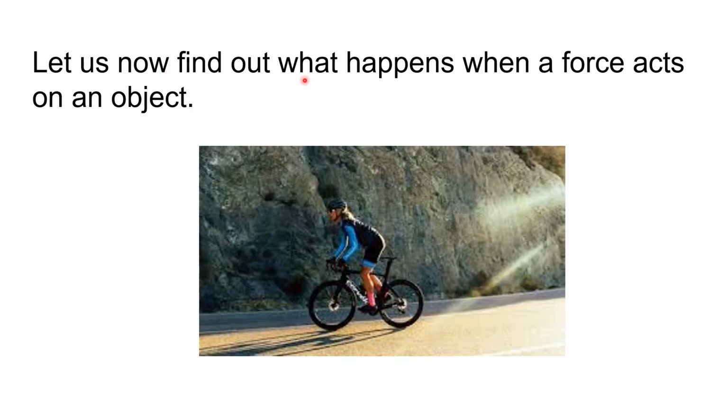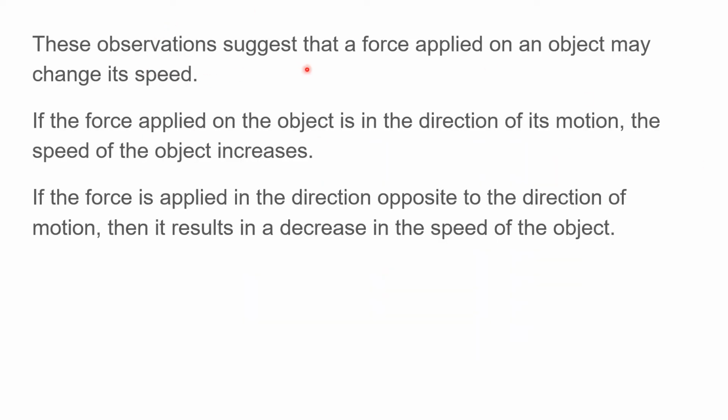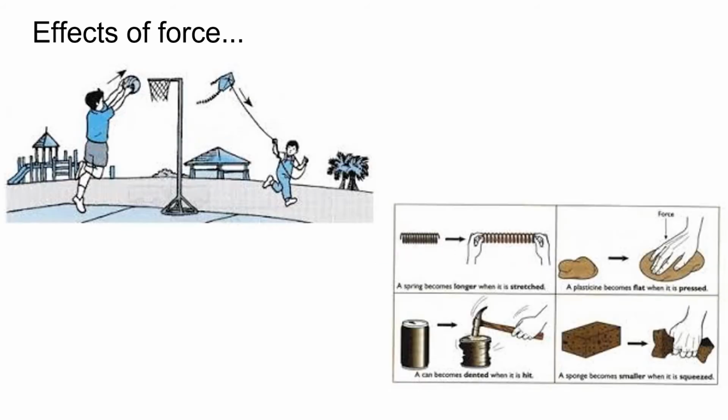Now let us discuss what happens when a force acts on an object. These observations suggest that force applied on an object may change its speed. If the force applied on an object is in the direction of its motion, the speed of the object increases. That is, if the force is applied in the direction in which an object is moving, the speed of the object will increase. Suppose the force is applied in the direction opposite to the direction in which the object is moving, then it will result in a decrease in the speed of the moving object.